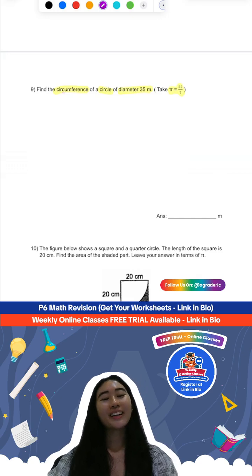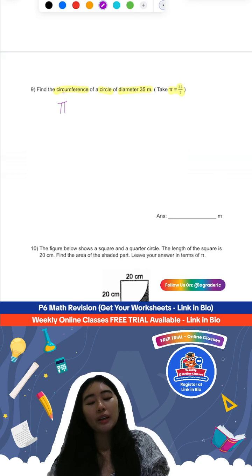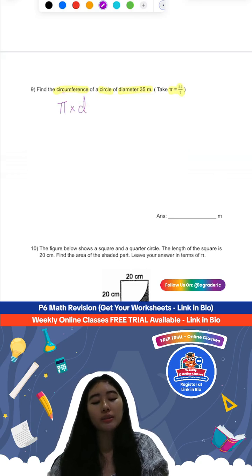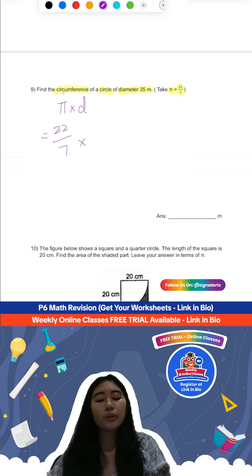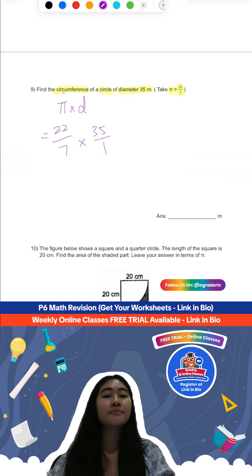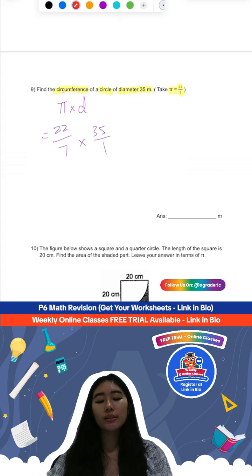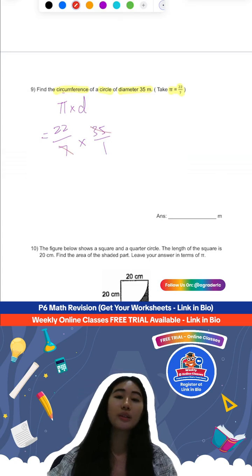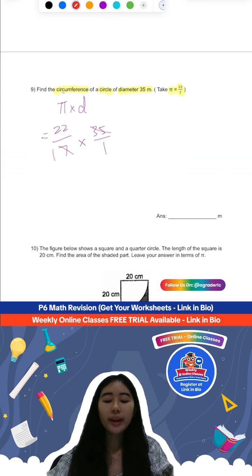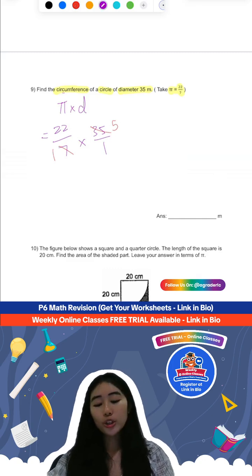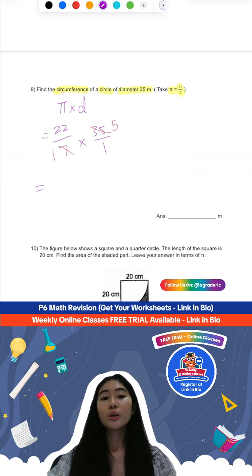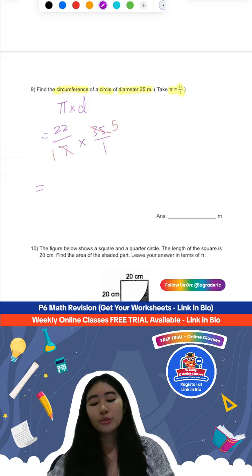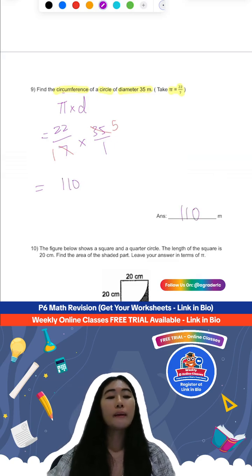Pi d, okay, thank you, Foxy. Pi d is the correct formula. What is pi d? Pi d is pi times d, which is the diameter, okay? So pi is 22/7, and then you're going to multiply the diameter, which is 35 over 1. To calculate this, you should cross cancel. You can cross cancel 7 and 35. So you will end up with 1 and 5. After which, you just need to multiply your numbers on top, which is 22 times 5. So that's how you get 110 as the answer.